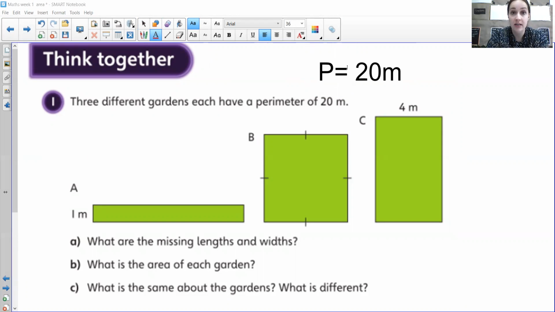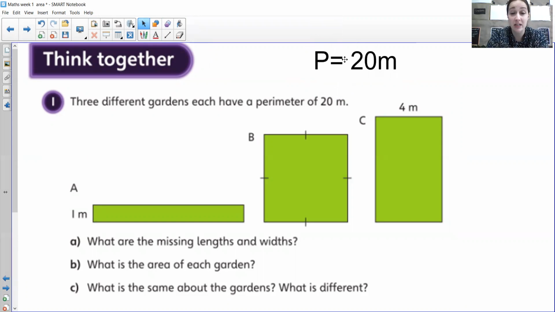I also need the information that these 3 gardens are different, okay? That might help me as well. Any information, I'm going to keep in my brain so I don't forget it. The perimeter equals 20 meters.